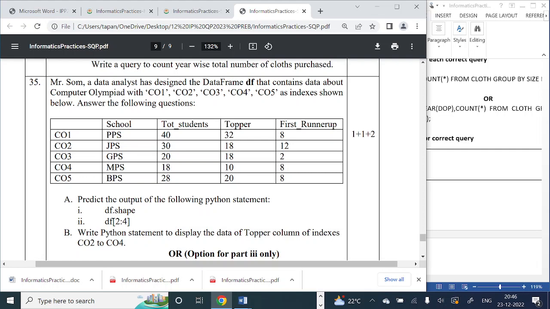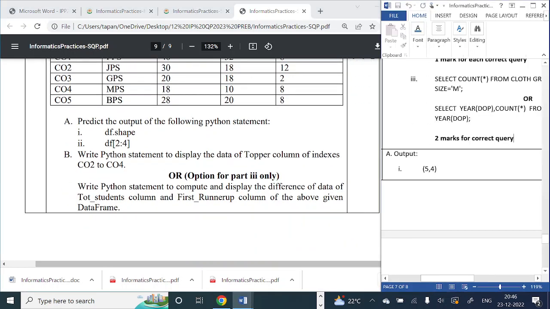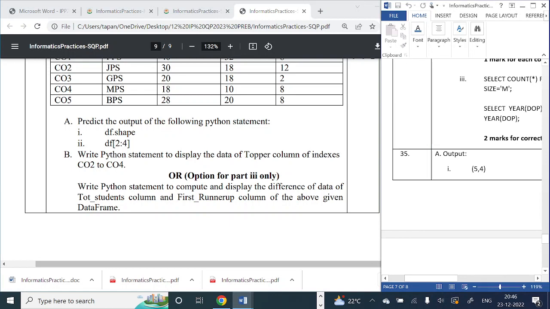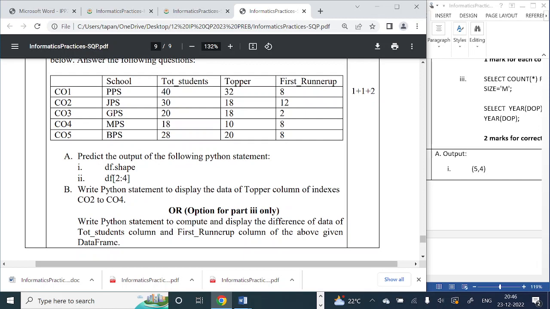Predict the output of the following Python statement df.shape. So here shape and size are two attributes. Shape will give you the total number of rows and total number of columns, and size will give you the total number of elements. So df.shape, you can see here how many rows are there, 5 rows, and 4 columns. The index will not be counted, only the main column names. So shape will return (5, 4) in parentheses.